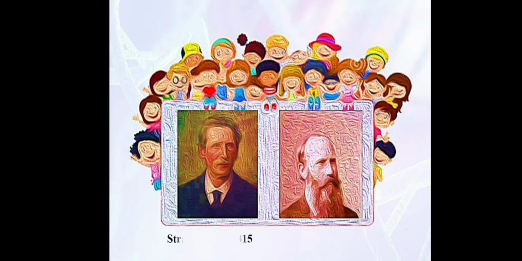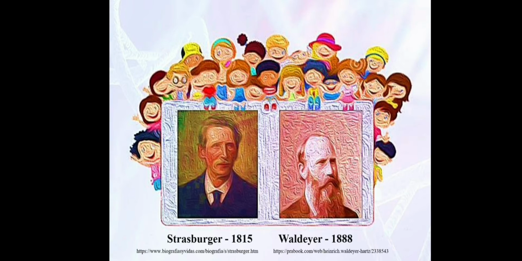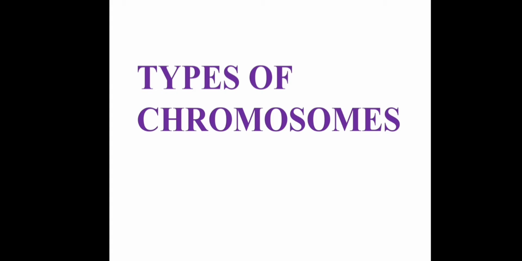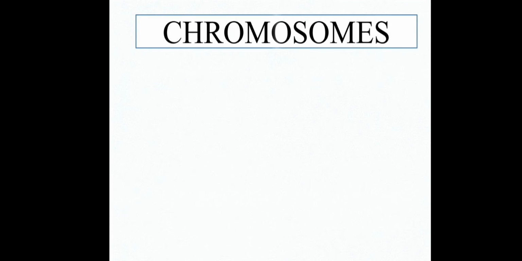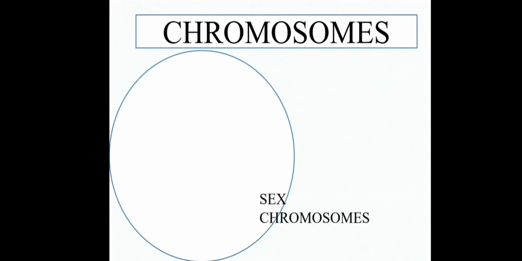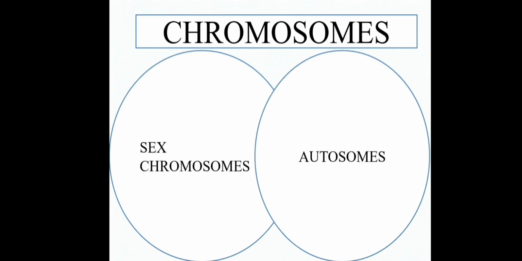History of chromosomes. Chromosomes were first described by Strasburger in 1815, and the term chromosome was first used by Waldeyer in 1888. Types of chromosomes. Chromosomes are of 2 types. They are sex chromosomes and autosomes. We already know humans have 23 pairs of chromosomes. Among these, 22 pairs are autosomes and the remaining 1 pair is sex chromosomes.